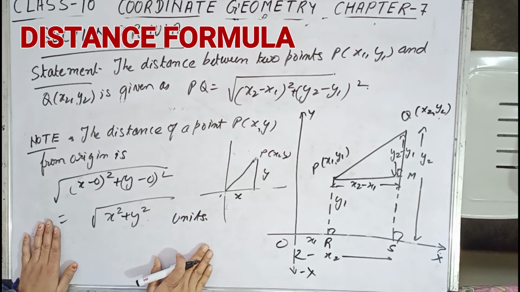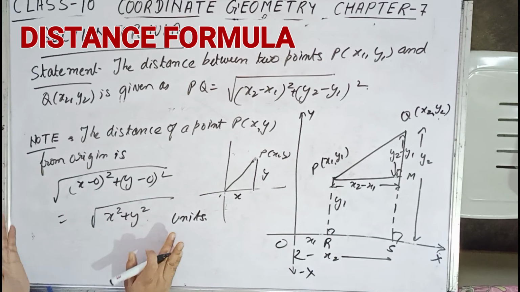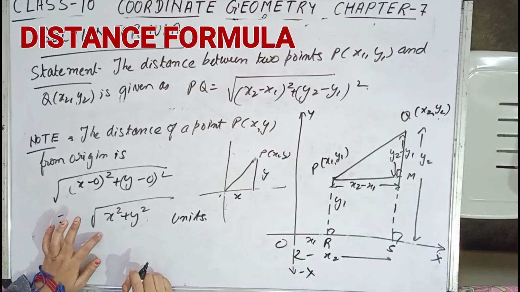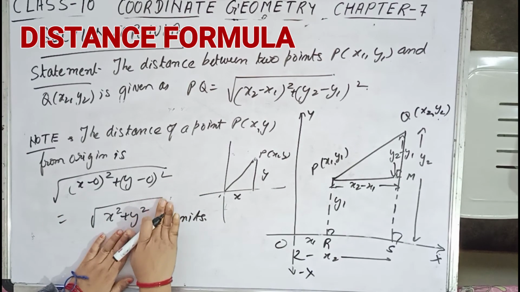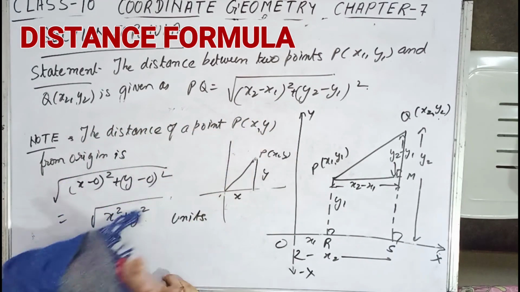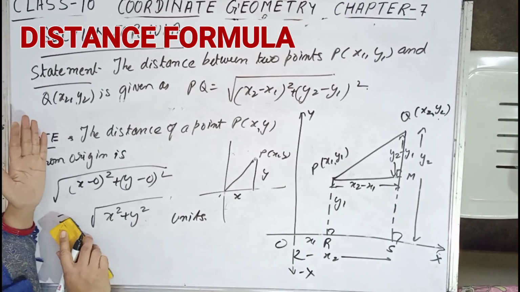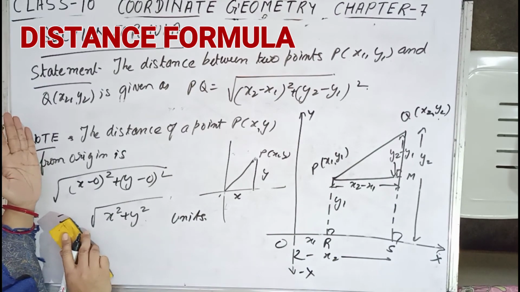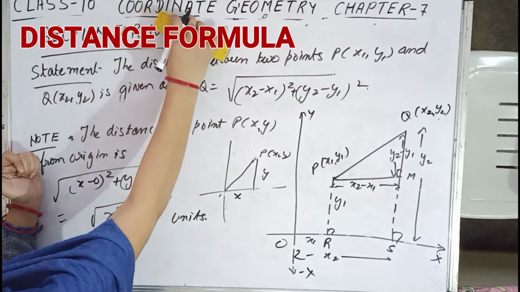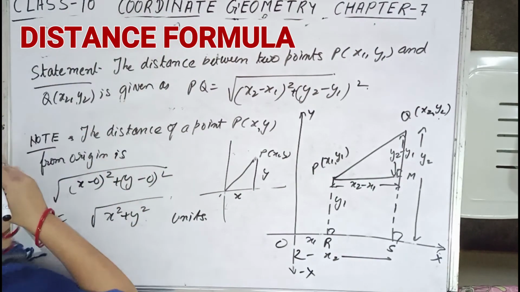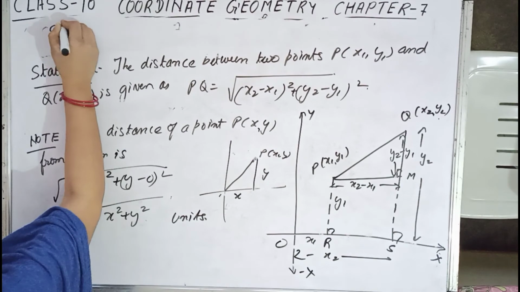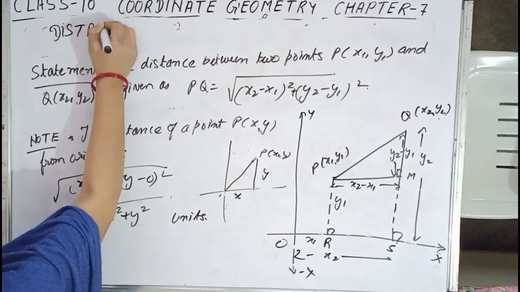So keep in mind the distance of a point P(x, y) from origin is given as under root of x square plus y square, and the distance between the 2 points, the formula we have derived. Now the first exercise of NCERT deals on the basis of this distance formula only. Sorry, here I have written section formula, no? Here I will be writing distance formula. Very sorry. Distance formula.